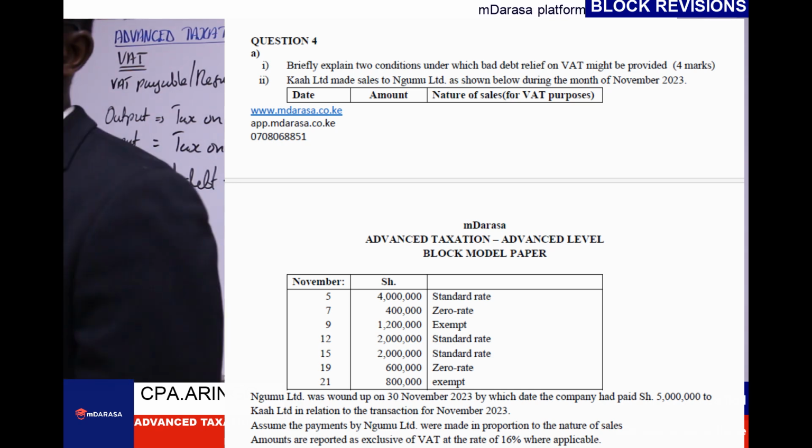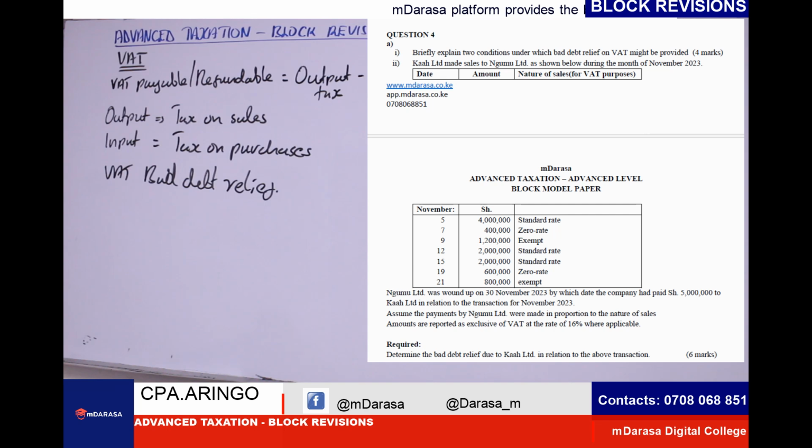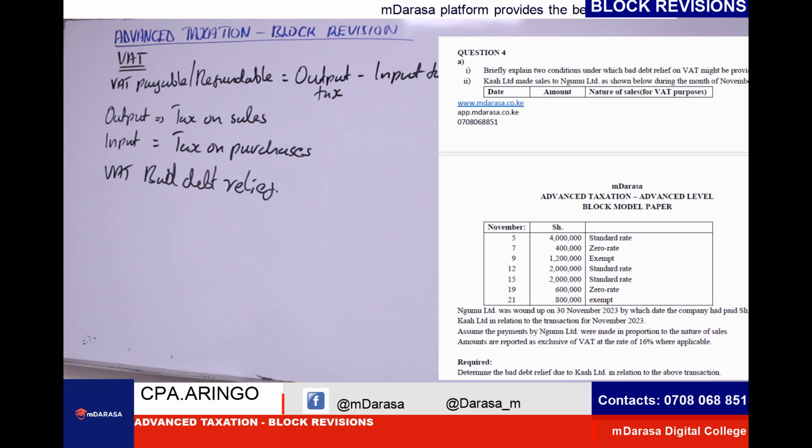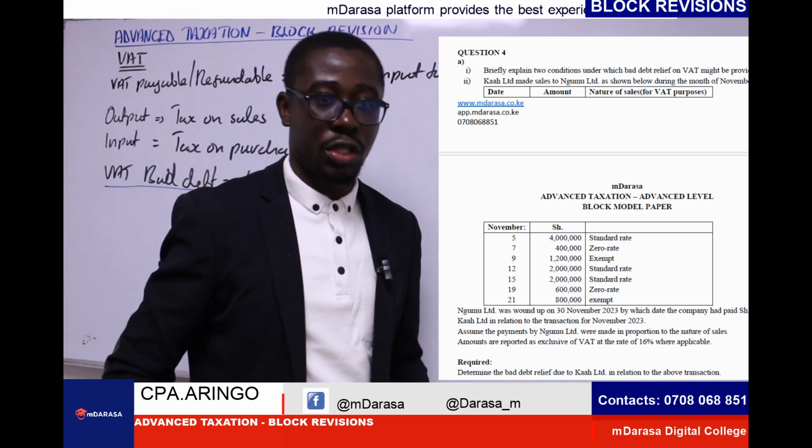Here is what you are told: briefly explain two conditions under which bad debt relief on VAT might be provided. What are these conditions? Are you aware of these conditions? So conditions under which we are going to grant our bad debt relief on VAT, we normally tend to talk of these two conditions.